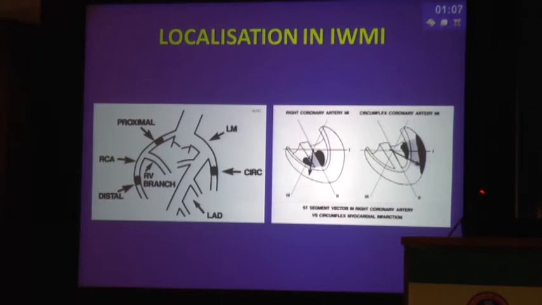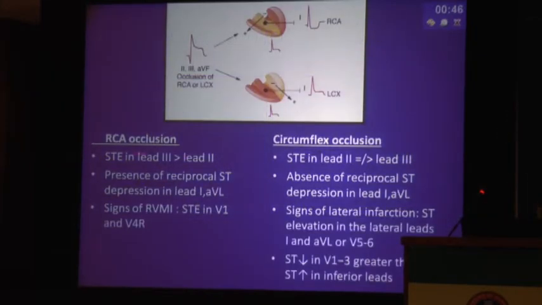So if the block is in the right coronary artery, the ST axis is going to point towards the base. If the block is in the circumflex, you know it supplies primarily, the axis is going to point towards the lateral aspect, lead 1, AVL, V5, V6 areas. So if there is an RCA block, the axis is going to point downwards, and we know lead 3 is the inferior and the rightward lead.